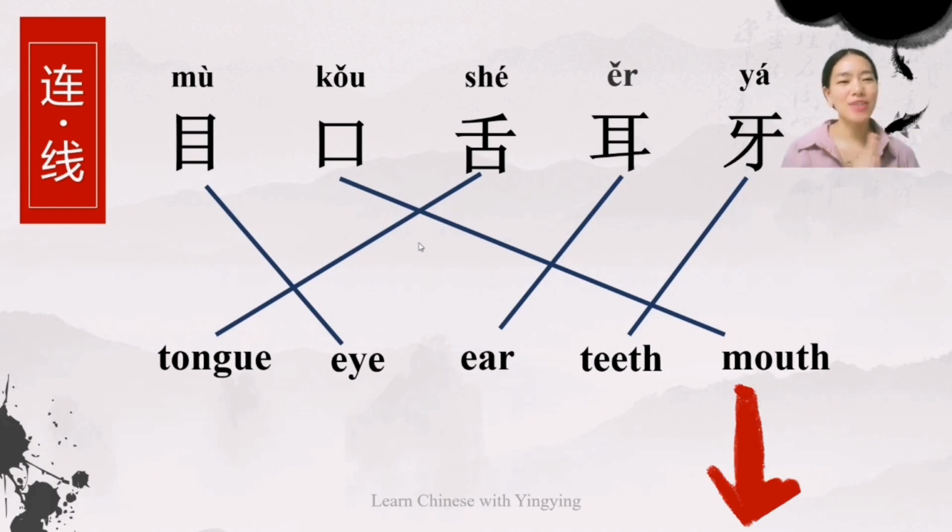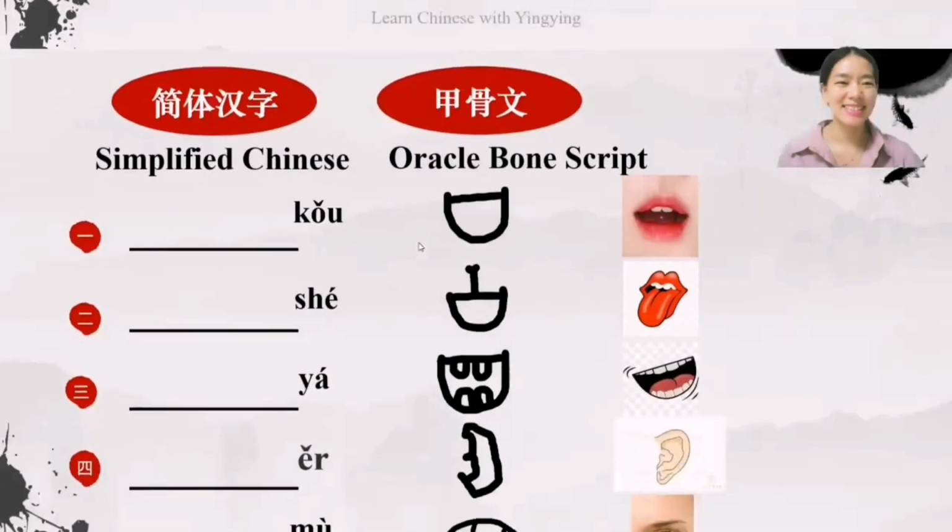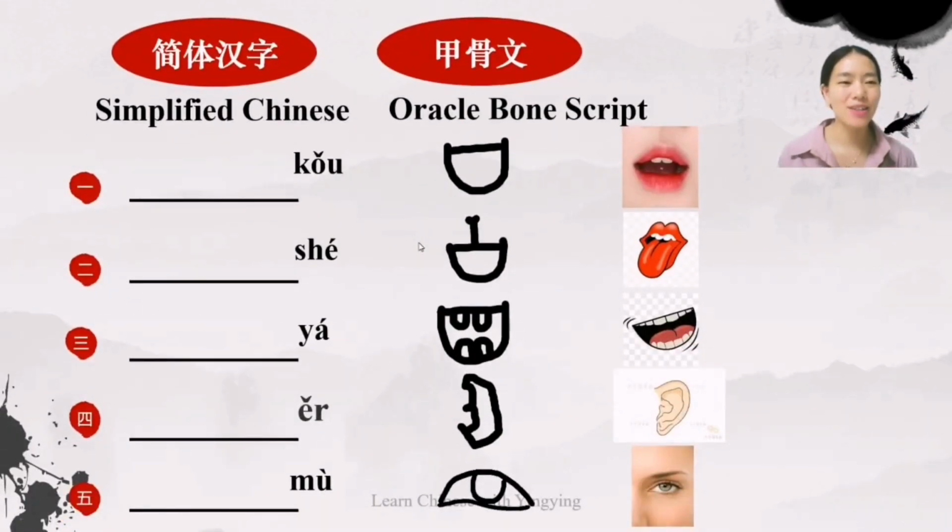If you are ready to challenge yourself even more, let's move on to next test. Well, write the simplified Chinese according to the Oracle bone script and the picture. Pause here while you are writing. If you are done, let's check the answer together.